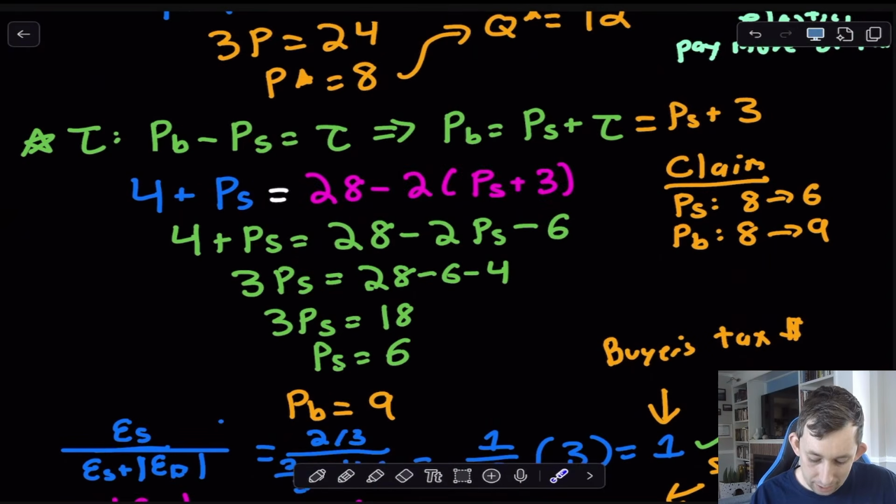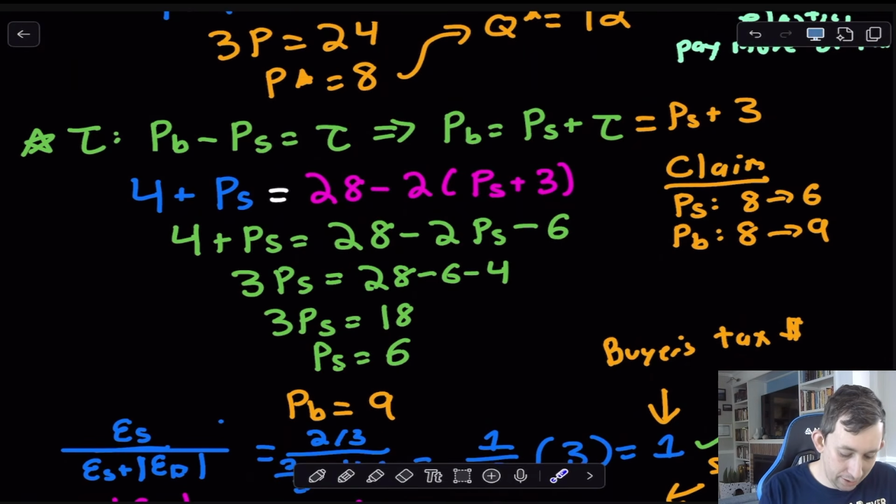So if we've got a $3 tax, what I'm going to claim to you is that the sellers are going to pay 2/3 of the tax and the buyers are going to pay 1/3 of the tax. So the price the sellers receive is going to go from 8 to 6, and the price the buyers pay is going to go from 8 to 9. Let's just show that with some math.